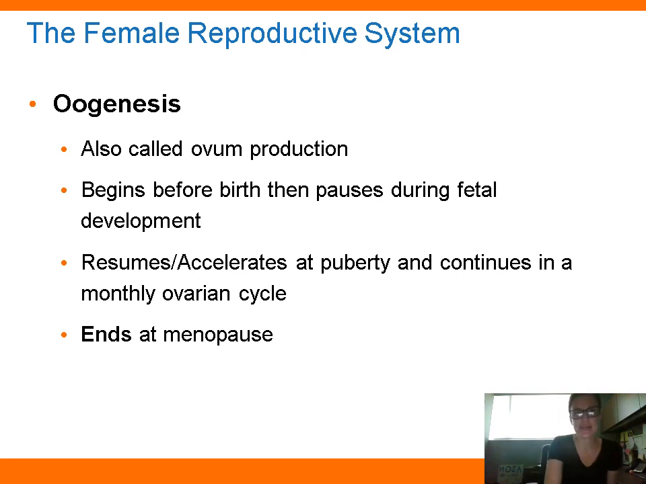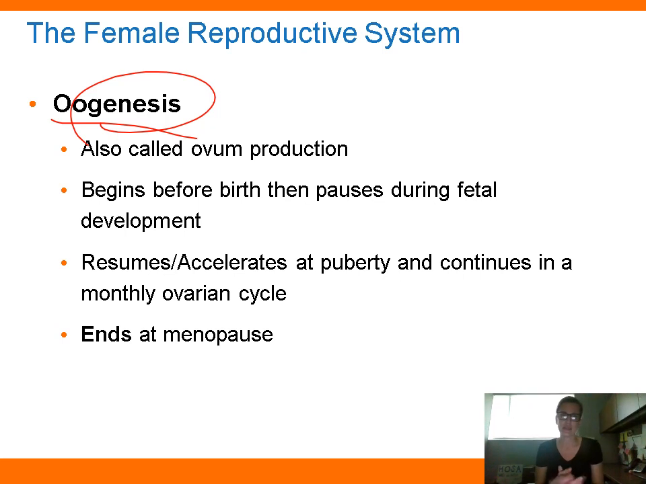We're going to talk in detail about oogenesis. Oogenesis, or it's also called ovum production. This is just egg production, or the production of the oocyte in the female. Genesis is, remember, giving rise to, so like creation. So this is the creation of the oocyte, or creation of the egg.